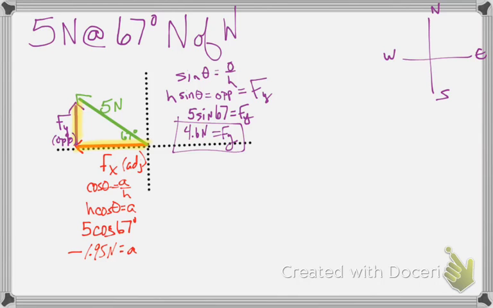Now, if you're looking at this, you've got to keep in mind that this is a vector. Even the components of the vector are vectors themselves, which means we have to pay attention to which way they're going. Since the force in the x direction is going to the left, that means that our 1.95 newtons, which is our force in the x direction, has to be a negative because it's going to the left.